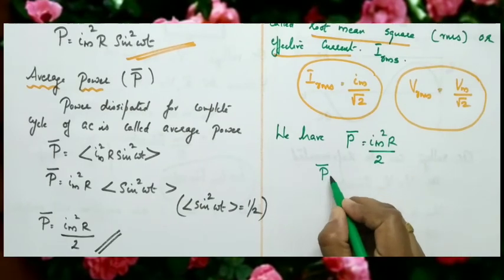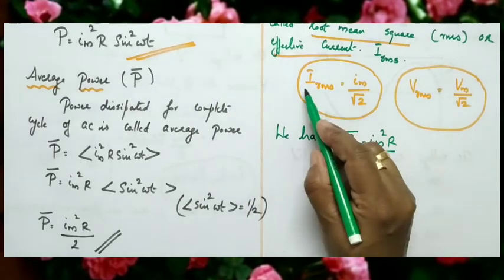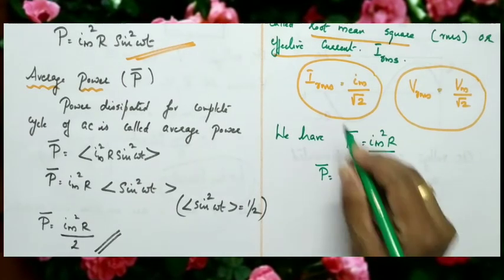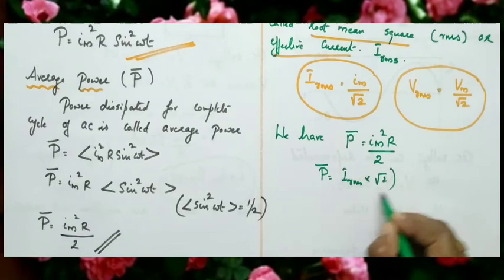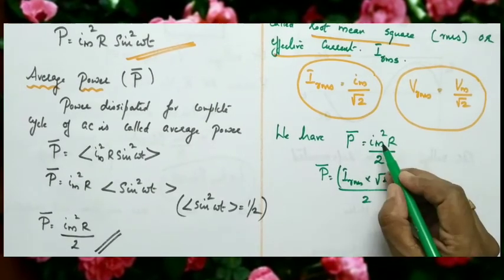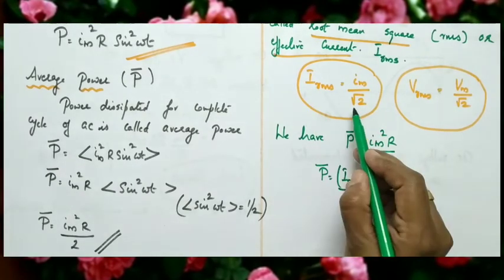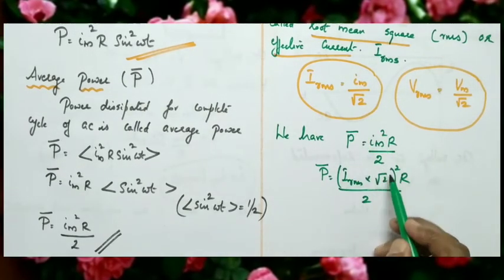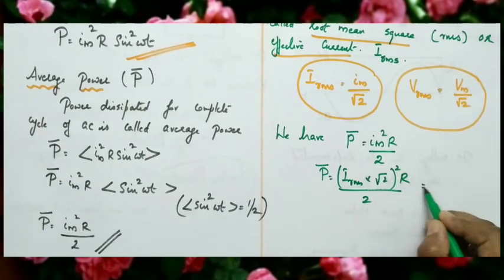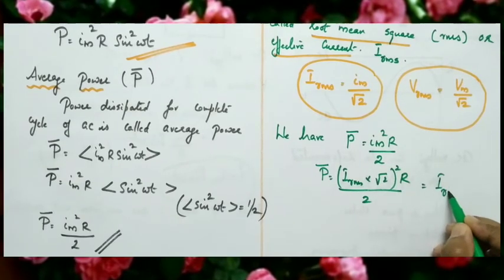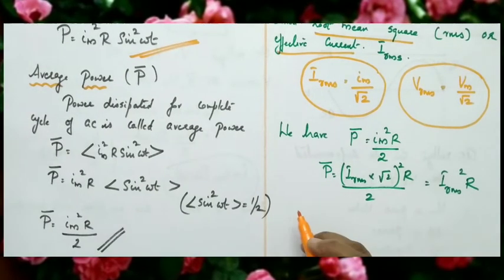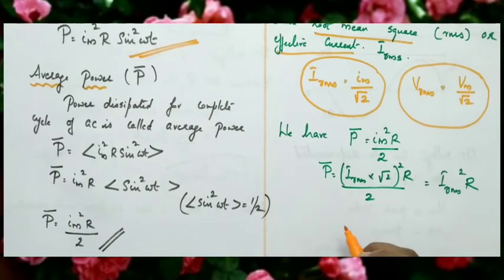So average power can be written as, what is this Im? Im is equal to IRMS into root 2, the whole square. We can substitute, isn't it? Divided by 2. Substitute Im equal to IRMS into root 2. If you take the square, into R divided by 2. Here 2 and 2 get cancelled. So average power is IRMS square into R. So we got the formula for average power in the same form as DC.